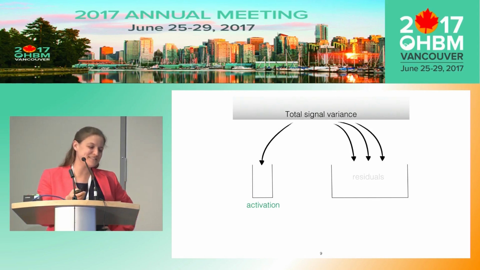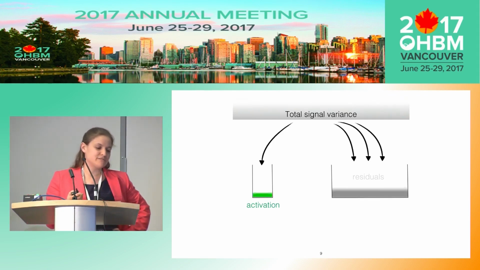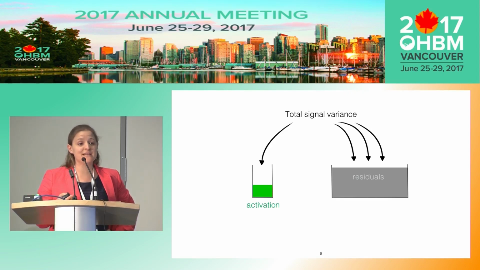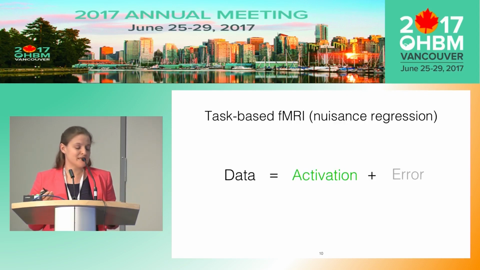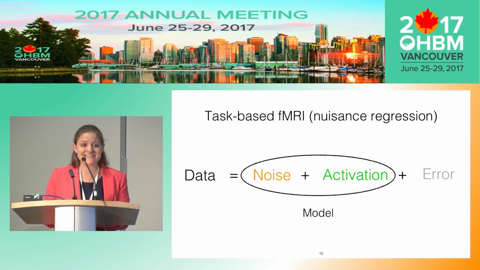So you can think about your total signal variance as being apportioned into these two categories, your activation or the residuals. What this means is you have a huge pool of residuals in your model fit. And as I'll talk about later, that actually hinders the validity of the GLM when you have a giant amount of data variance just categorized as unknown residuals to your fit. So we can do better than that. We can say, okay, we know something about our noise, and we can build that into our signal model. So we develop our nuisance regressors, and now our model is going to be the noise and the activation, and the error terms are then hopefully much reduced.